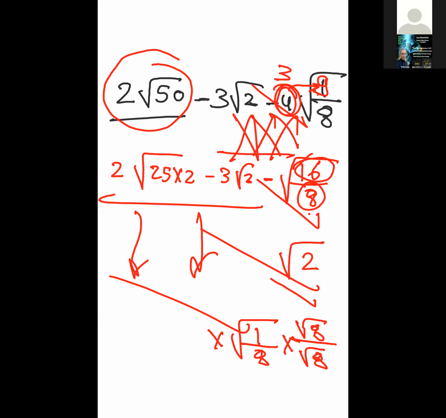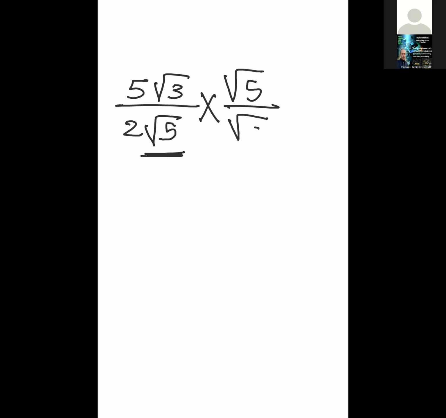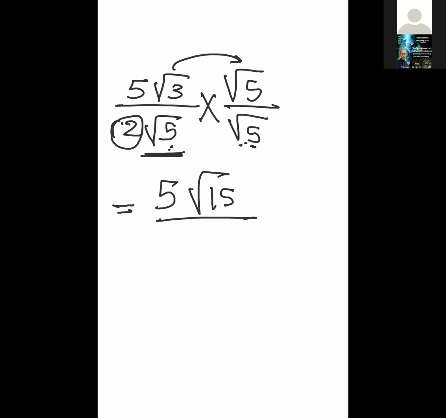One more question. The question title is: write each of the following such that the denominator is an integer. So the first one is 5 square root of 3 over 2 square root of 5. This is a very simple question. So we have to multiply it by square root of 5 over square root of 5. It's very easy. So it will equal 5, then square root of 3 times square root of 5 means square root of 15, over square root of 5 times the square root of 5 means 5 times 2, which is 10.